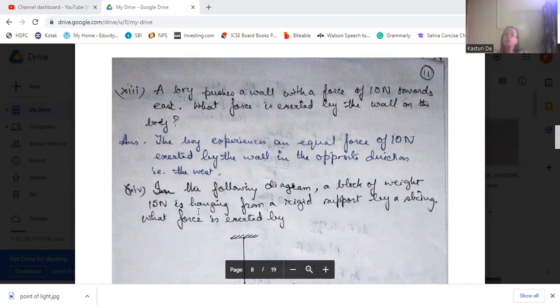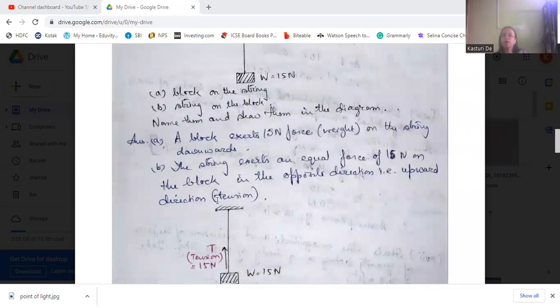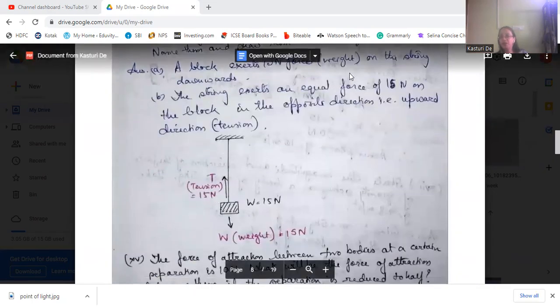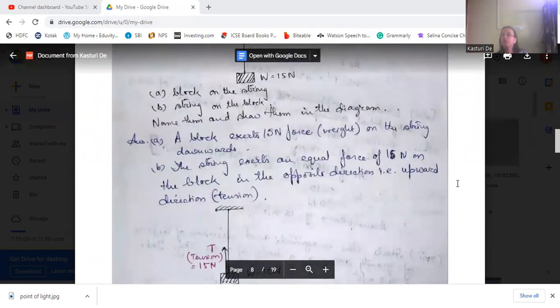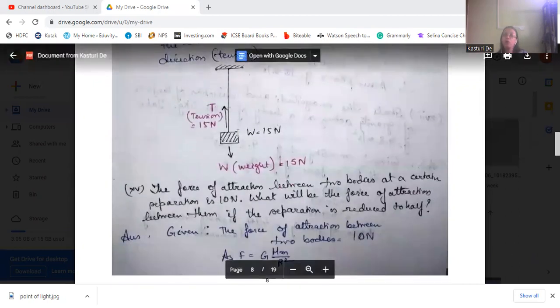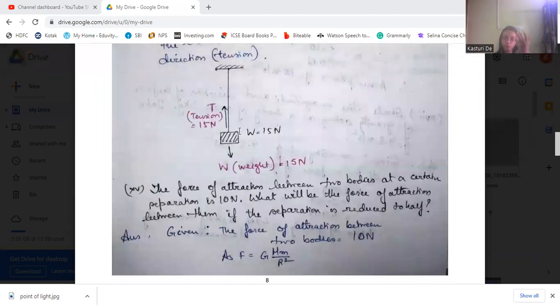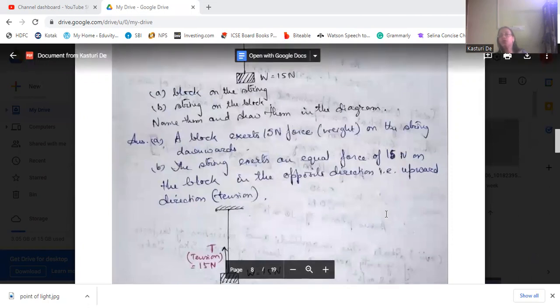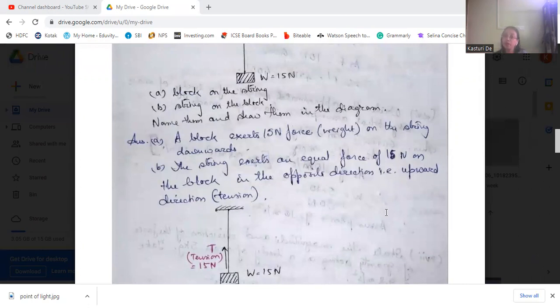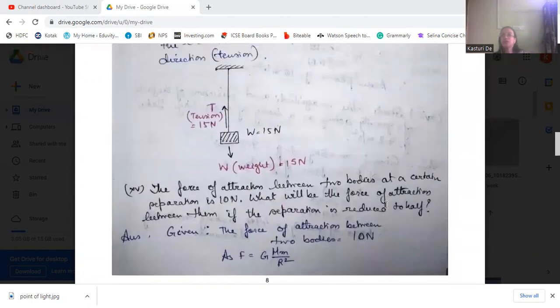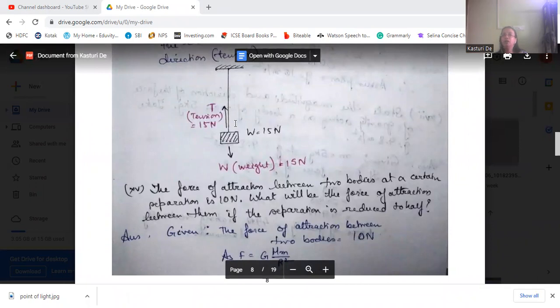Okay. In the following diagram, a block of weight 15 Newton is hanging from a rigid support by a string. What force is exerted by the block on the string and by the string on the block? Name them and show them in the diagram. So the block exerts 15 Newton force, its weight, on the string downwards, pulling it downwards. And the string pulls it up. Again, the same amount of force, 15 Newton, will be applied in the opposite direction, that is in the upward direction. So this diagram will be like this. Tension will be upwards and downward will be the weight.